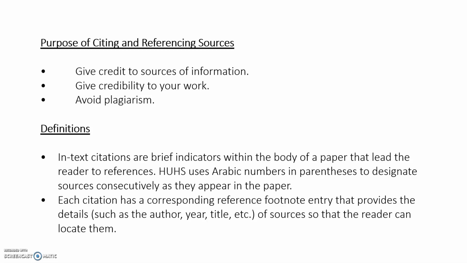A couple of definitions that we need to go through very quickly. If you look down at the bottom half of the screen, in-text citations. An in-text citation is a brief indicator within the body of a paper that leads the reader to references. HUHS uses Arabic numbers and parentheses to designate sources consecutively as they appear in the paper. This is a numeric sequencing event, so you'll see little numbers like 1, 2, 3, 4 going through the paper that will tell you where to go on your reference list. We'll talk about that in just a second. Each citation has a corresponding reference footnote entry that provides the details, such as the author, year, title, etc., of sources so that the reader can locate them.